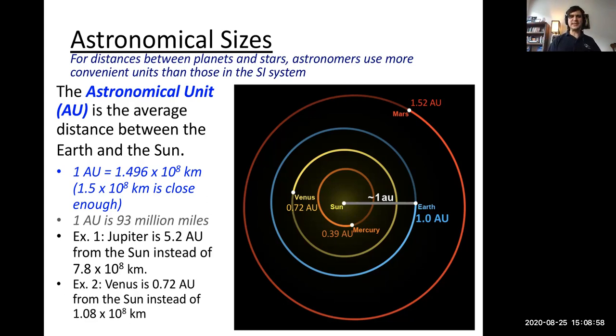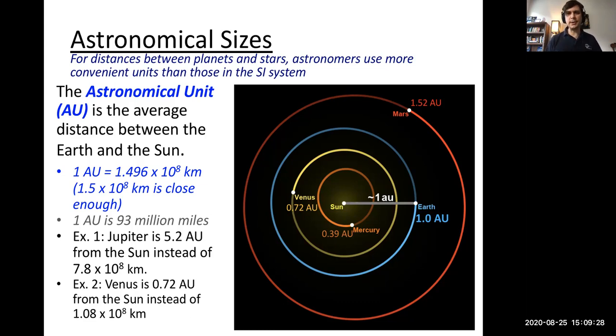But if I told you it's 780 million kilometers away, that doesn't really mean much to me. If I told you that Venus is 0.7 AU away from the Sun, oh, it's about 70% of the distance away from the Sun than the Earth is. It's closer to the Sun. But if I told you it's 108 million kilometers, that really doesn't mean much to me. So it's really easy to talk about distances in the solar system using the astronomical unit.